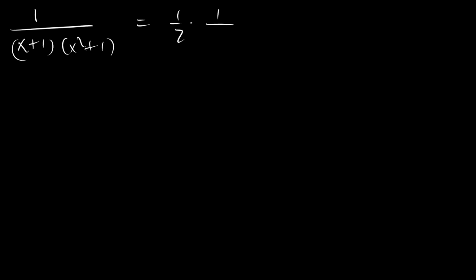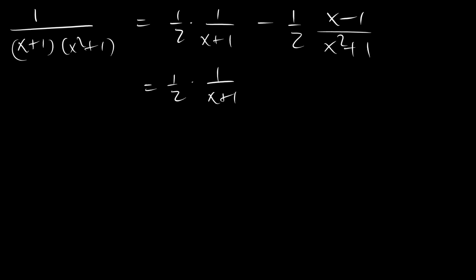So with that in mind, our fraction 1 over x plus 1 times x squared plus 1 is the same as a half times 1 over x plus 1 minus a half times x minus 1 over x squared plus 1, which we can re-express as a half times 1 over x plus 1 minus a half x over x squared plus 1 plus a half 1 over x squared plus 1.